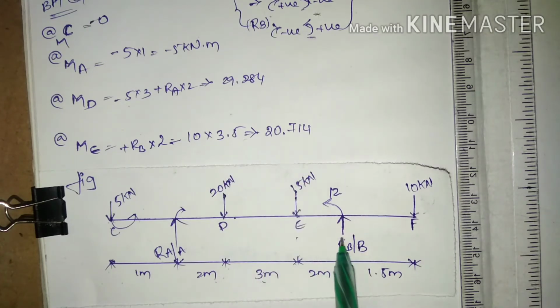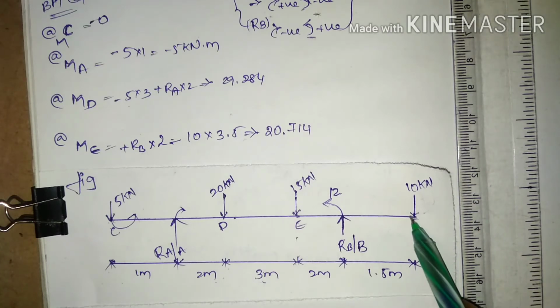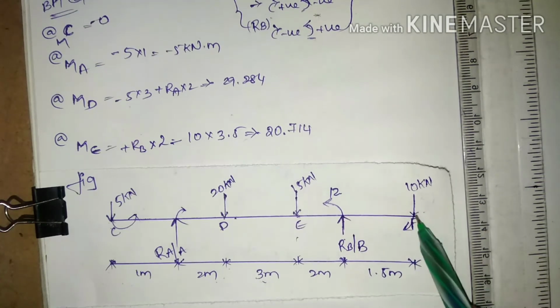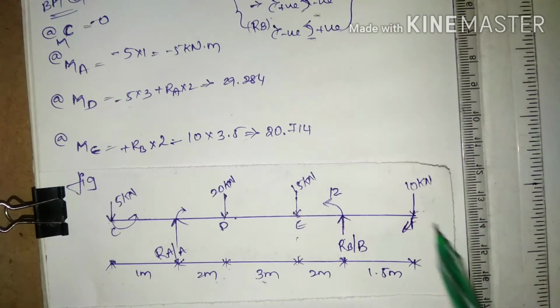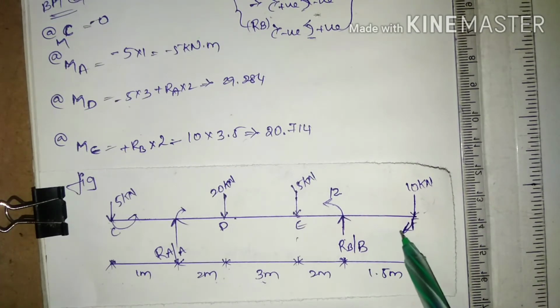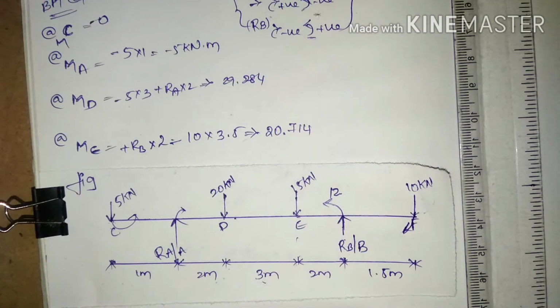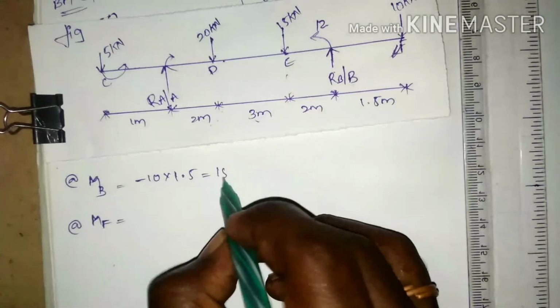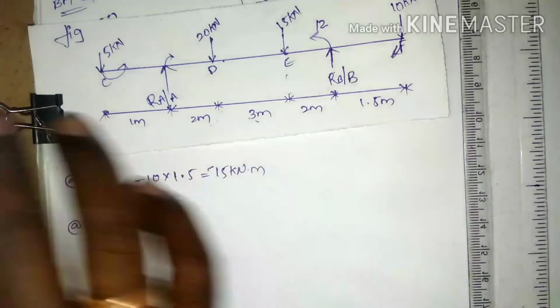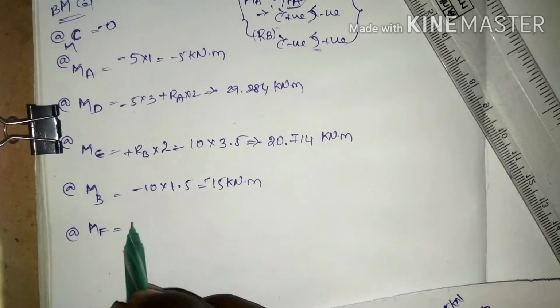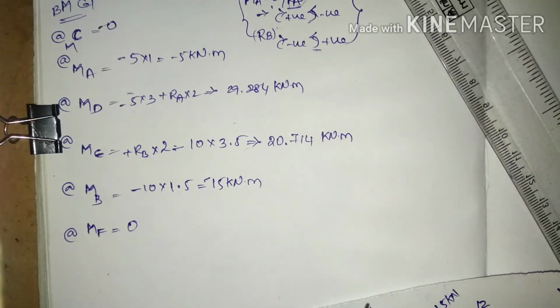Moving on to B, moment about B, you can take either from LHS or RHS, and this gives the same value. Since I am going to take from RHS, this is moving in a clockwise direction, so it is negative, minus 10 into 1.5 gives the moment about B, minus 15 kilonewton into meter. All the values are in kilonewton meter. And next, moment about F is equal to 0. These are our moments, which have units of kilonewton into meter.